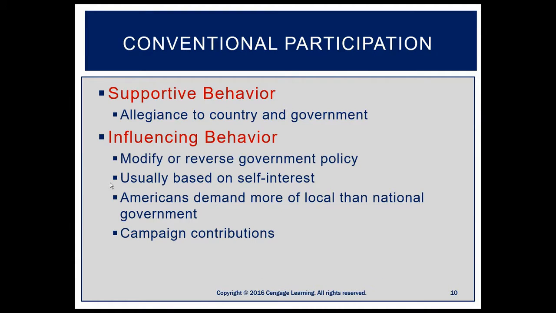Now, conventional participation, there are two types of conventional participation. There's what we call supportive behavior, which is action that expresses allegiance to a government and a country. For instance, reciting the Pledge of Allegiance, singing the national anthem, flying the American flag on holidays. Those are ways that you can support your government, your political system, your country, etc. They usually require little effort, knowledge, or personal courage. They don't require a lot of initiative on the part of the citizen. The simple act of turning out to vote is a show of support for the political system, so that can be included as supportive behavior.